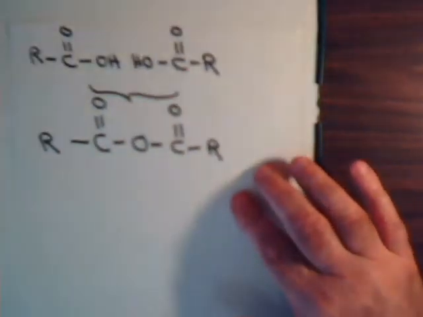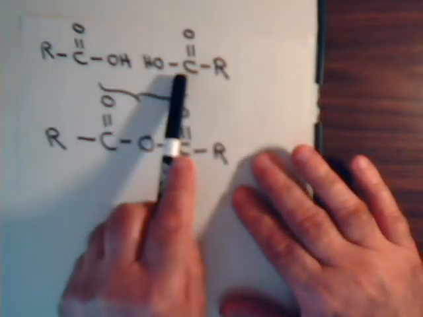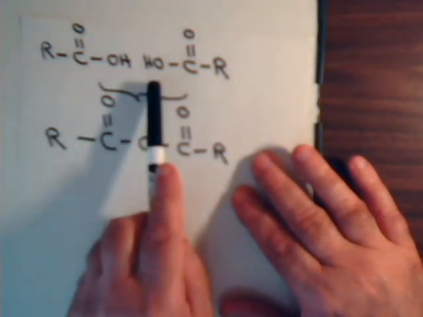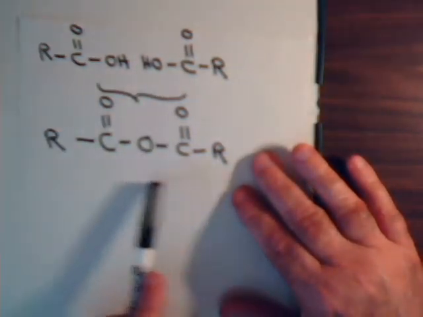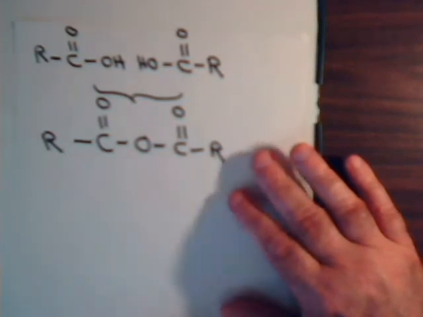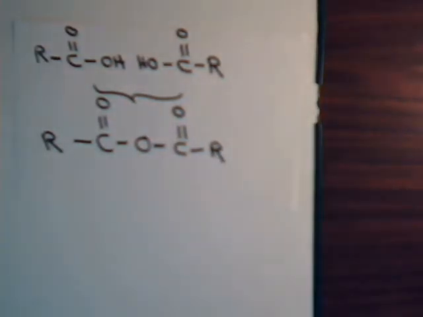Now, something else we want to discuss. Here are 2 carboxylic acids. They can lose a water molecule and hook together like this. This is an acid anhydride. Now, is it possible to form an acid anhydride, say with nitric acid? So we'd have this.